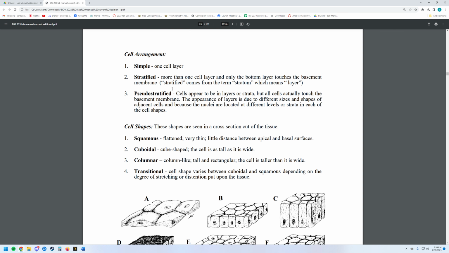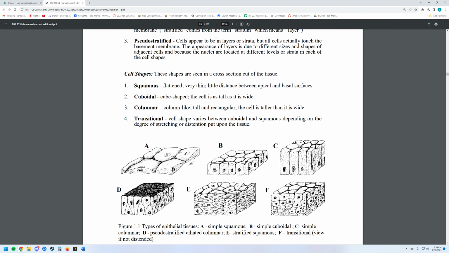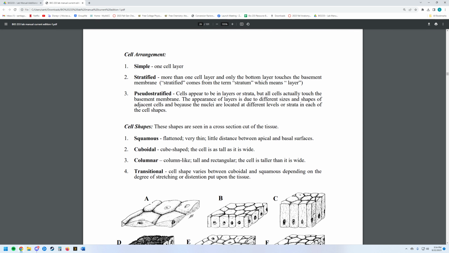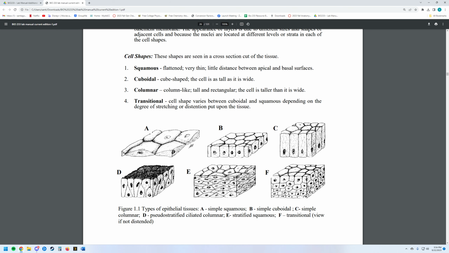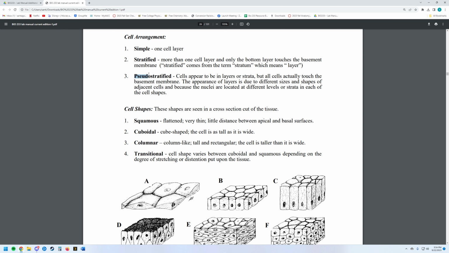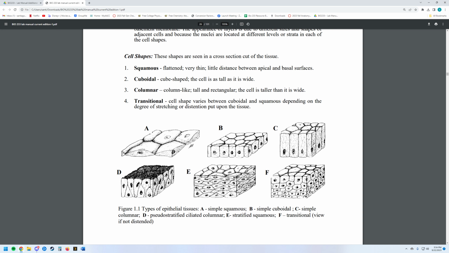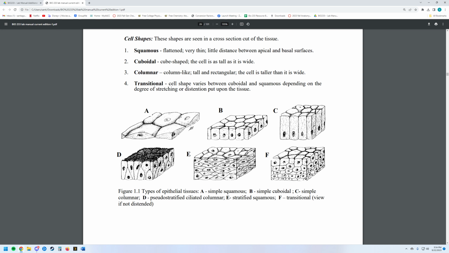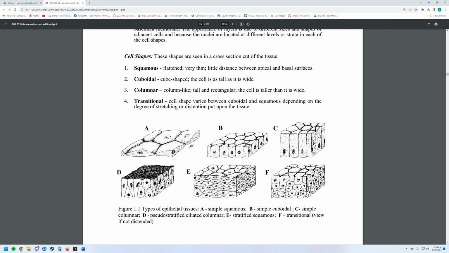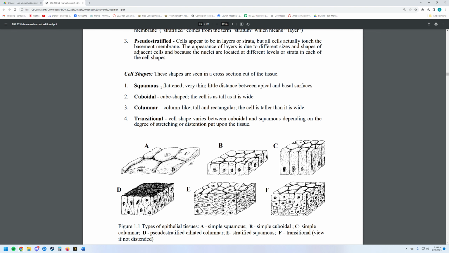We get into different cell arrangements. There's the one cell layer, like these guys, one, one, one, easy peasy. There's the stratified, which are stacked. We know what that is. Stacked up nice and tight. And then there's the pseudostratified, where they appear to be stacked, but they actually touch the bottom, and that would be letter D here. Then columnar, if I'm saying that right.